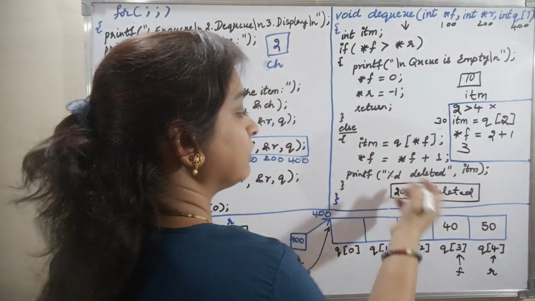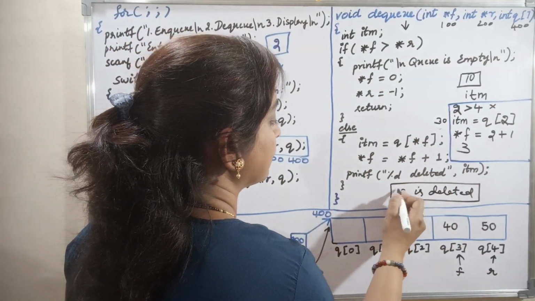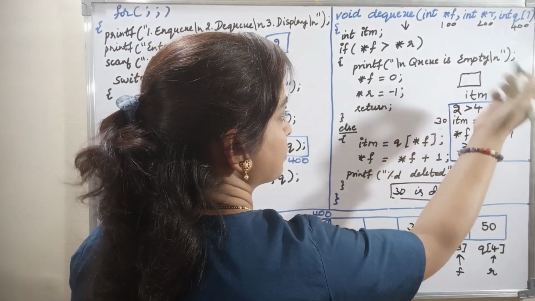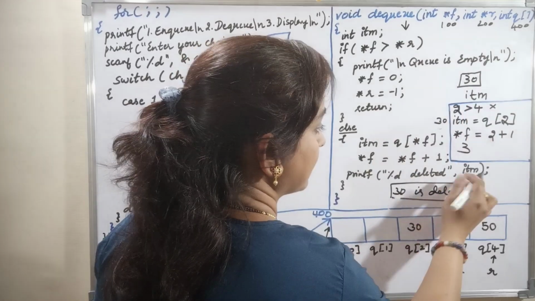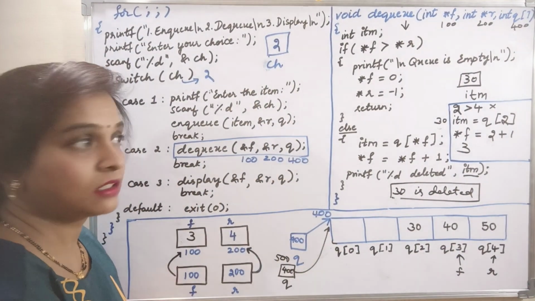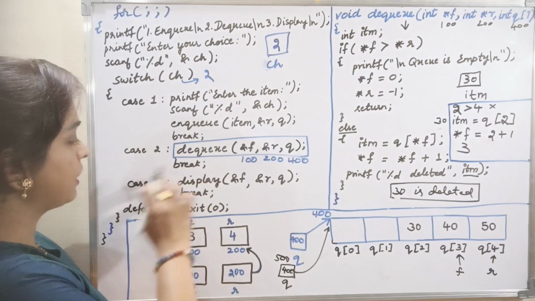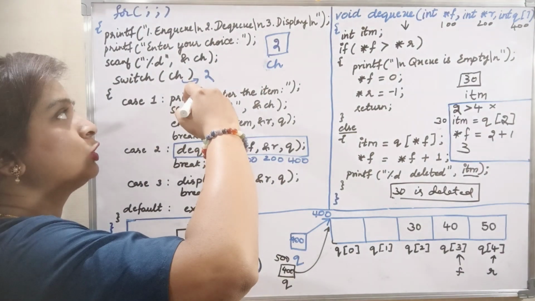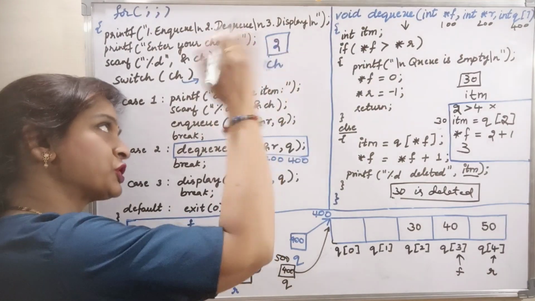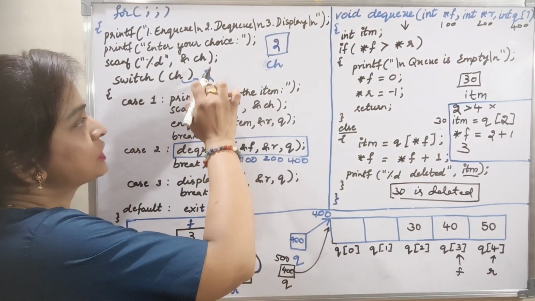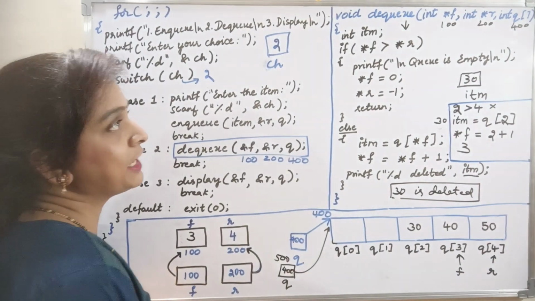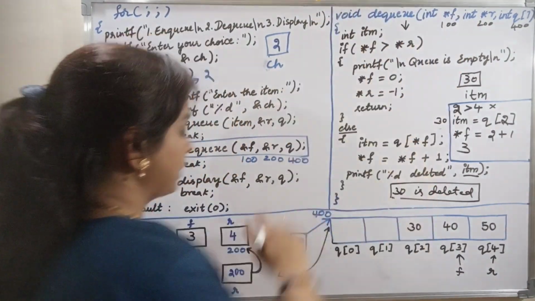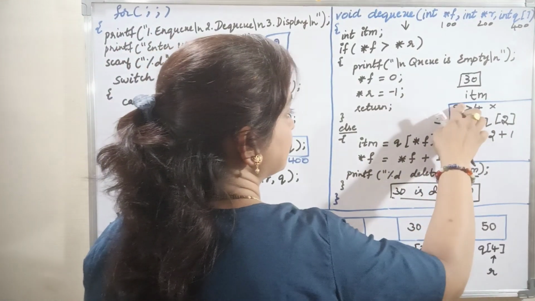Now F is 3. Then the acknowledgement message says 30 is deleted. ITM values will be changing here. It was 20, now it is 30. ITM means 30 is deleted. Again get back. I say break, come out of the switch, come to the for loop, the infinite loop. Get inside the infinite loop, get all those messages again, enter your choice, you take choice 2 only, which means DQ, once again you call the DQ function. The same function definition. Now value at the location F is 3.